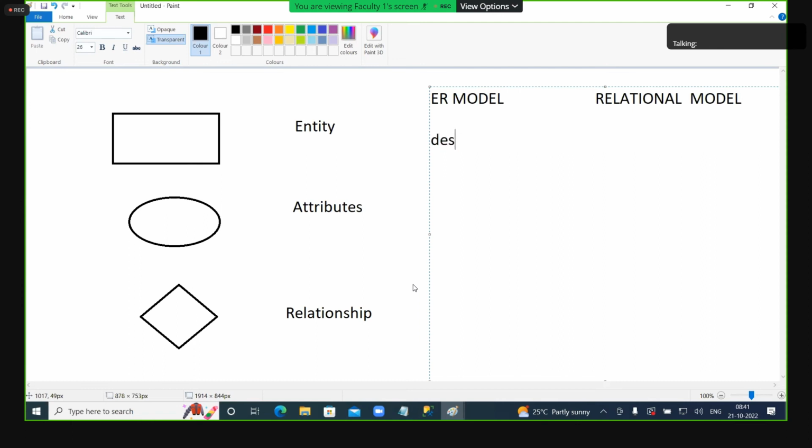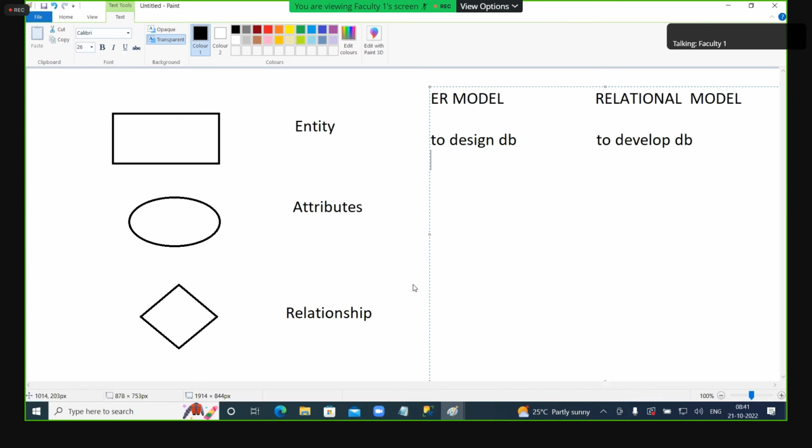This is used in designing what? To design the database. And the relational model is used to develop the database. So the ER model is for designing the database, and the relational model is for developing the database. So the relational model is used in the development phase, and the ER model is used in the design phase.